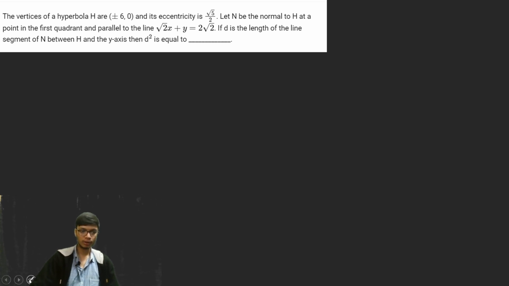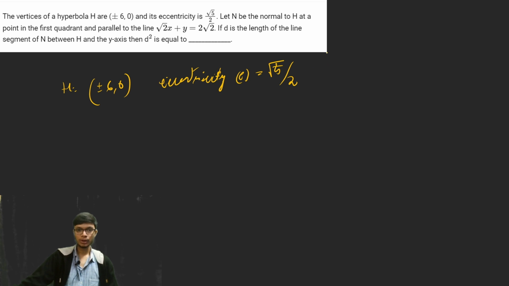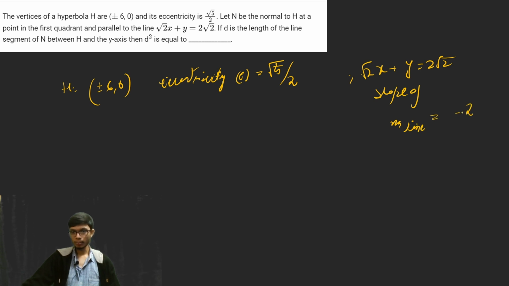It is another important problem. Now it is saying that the vertices of the hyperbola are plus minus 6 comma 0, and its eccentricity E is 5 root 5 by 2. Let n be the normal to the hyperbola at a point in the first quadrant and parallel to the line 2 root 2 x plus y is equal to 2 root 2. From here, the slope of this line is equal to minus root 2.